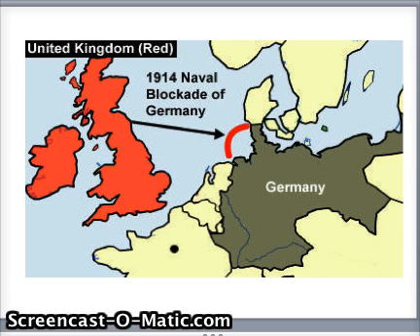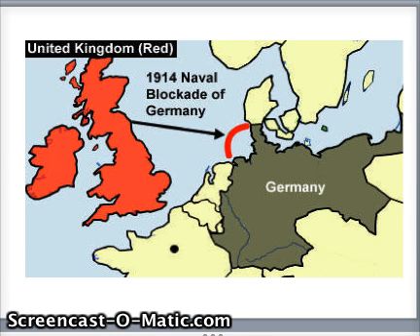Under international law, warships were to warn neutral ships before attack and then take on surviving passengers. The problem with this was that submarines could do neither. As a neutral nation, the U.S. sold food, arms, and ammunition to both sides, but because of the British blockade, most of its trade was with the Allies.